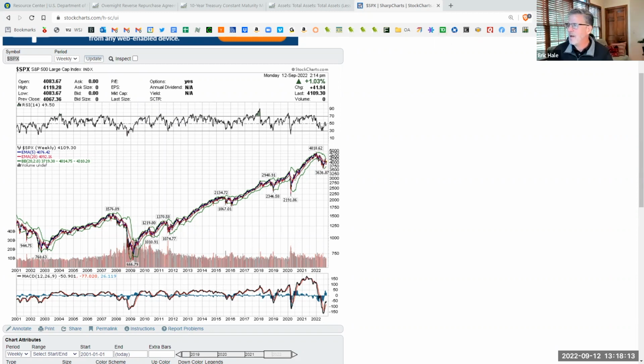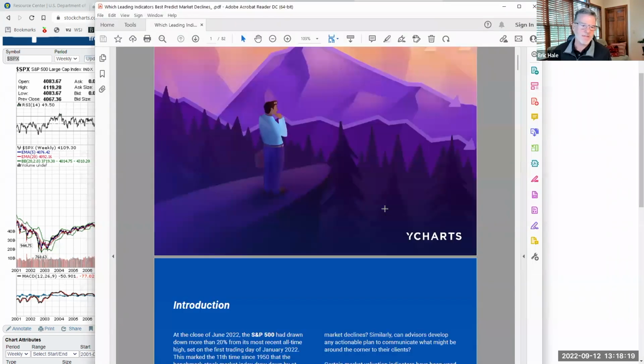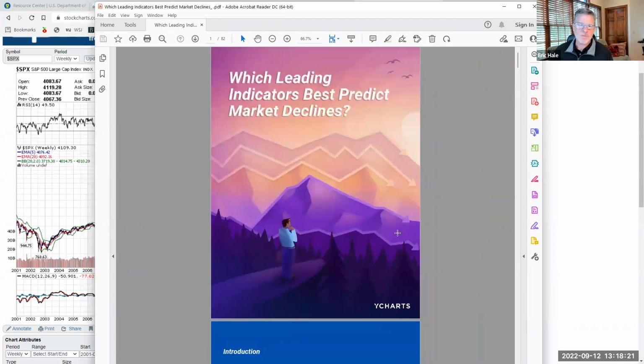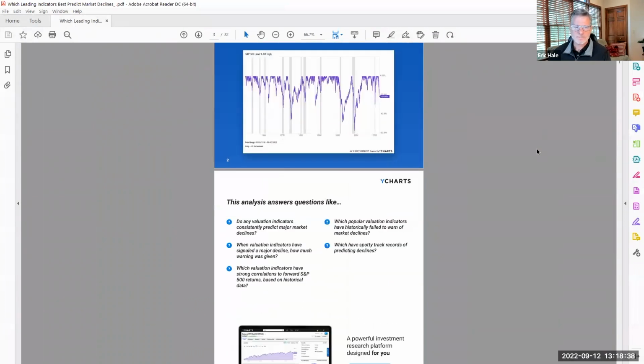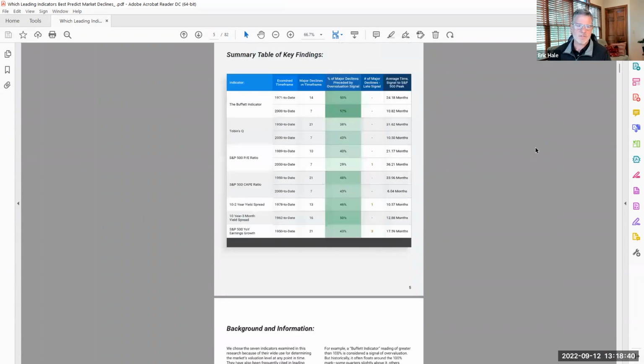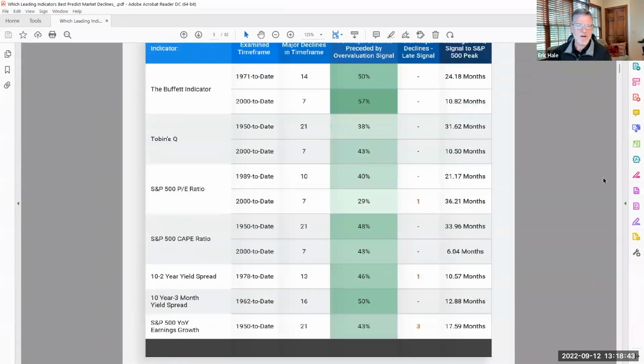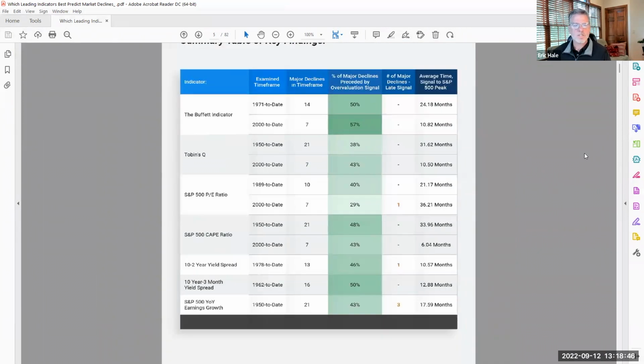It just so happened that last week I got an article, a pamphlet, from YCharts. I'm not going to distribute this, but I'm sure YCharts has it available. The reason we talk about this sort of stuff is we want to be able to predict market movements. They did a study looking at which leading indicators best predict market declines, based on objective data, looking at some very popular signals. We're not going to go through each of these. I would encourage you to get the article, download it, read it, or do some Googling.